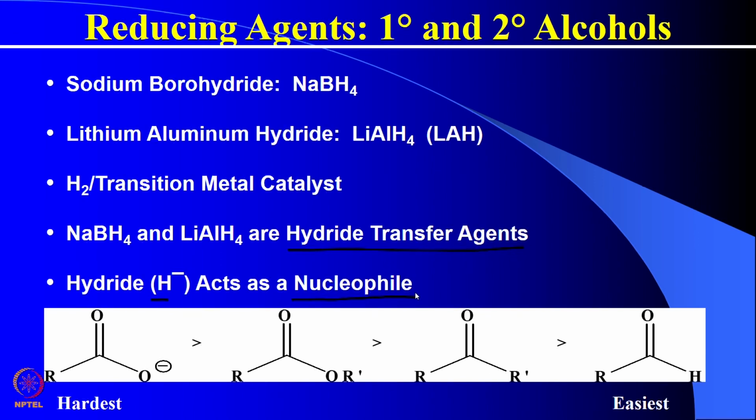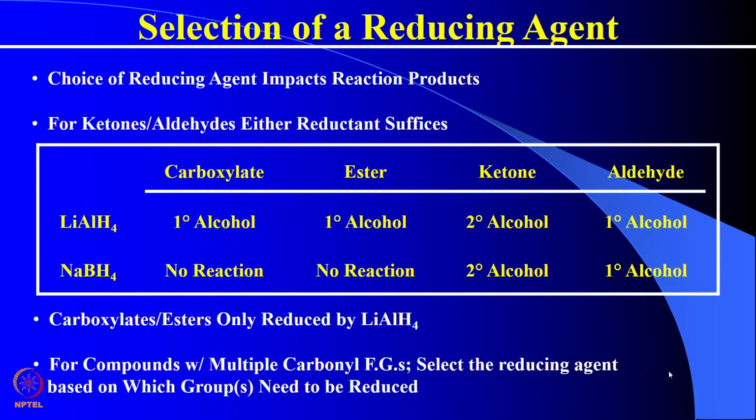So then, when we try to see how these reducing agents act on various carbonyl compounds, we see a very well-known trend: the carboxylate anion is hardest to reduce, then ester, then ketone, and then aldehyde. So aldehyde is most easily reduced, ketone needs a stronger reducing agent, and the ester and carboxylic acid need much harder reducing agents. Here we will discuss the choice of reducing agents and the corresponding products of these compounds.